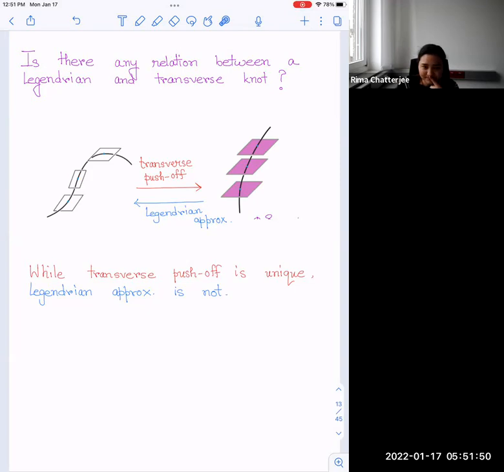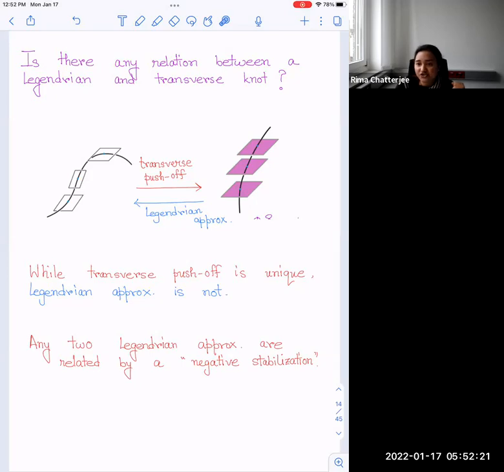Now, what is the problem? The problem is that while a transverse pushoff is unique, the Legendrian approximation is not unique. If you apply transverse pushoff, you get exactly one transverse knot from a Legendrian knot. But if I have a transverse knot and I apply Legendrian approximation, I can get lots and lots of Legendrian approximations. That could create a problem. But the good news is any two Legendrian approximations are related by an operation known as negative stabilization. A negative stabilization is a local operation on a Legendrian knot. If we have a Legendrian knot like this, negative stabilization will be like this.